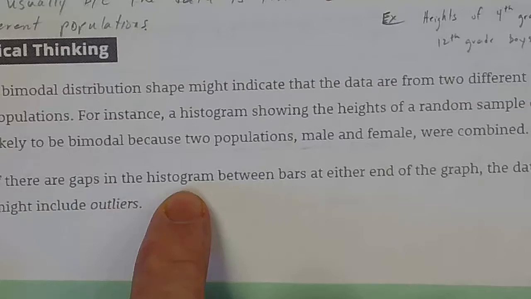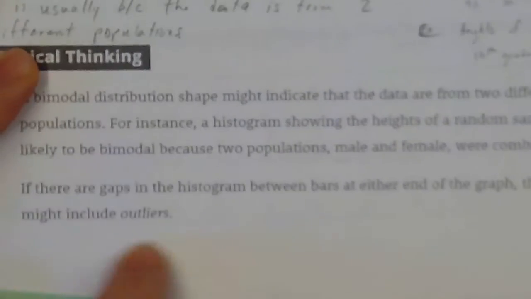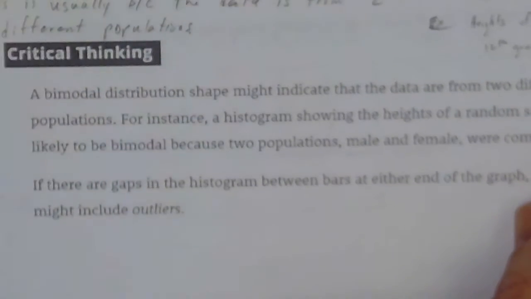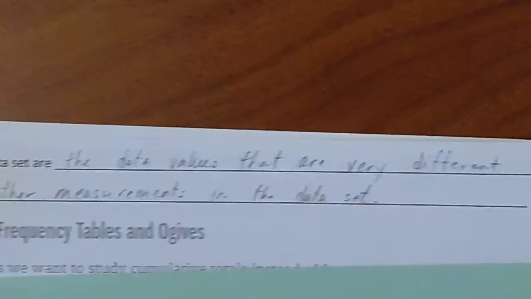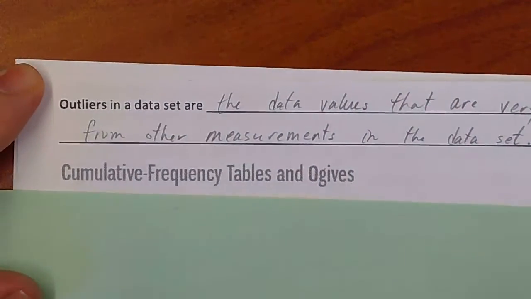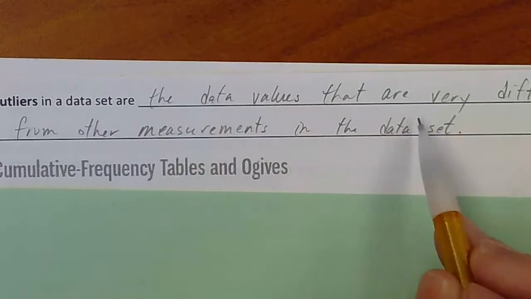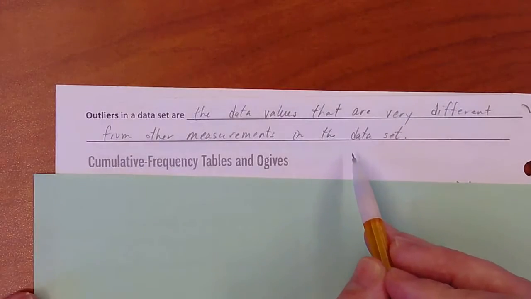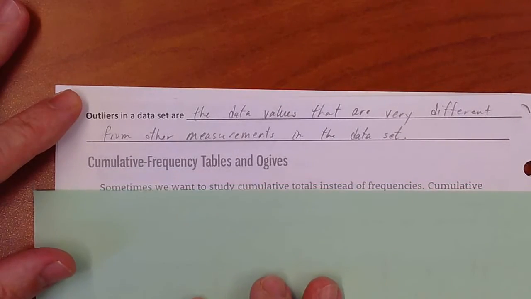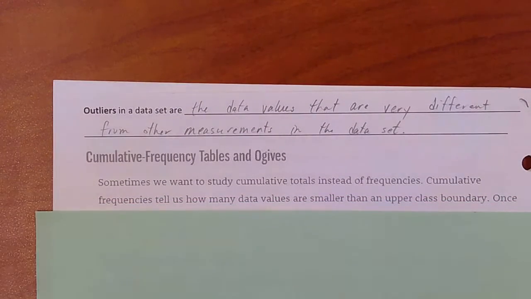Okay, so if there are gaps in our histogram, like number 10A from the assignment, then it's going to probably include outliers. I know we didn't officially discuss that before, but usually that phrase is just a common sense phrase that we use in our everyday language. So here's the technical definition here, okay? Outliers in a data set are the data values that are very different from other measurements in the data set. It just doesn't really fit. It's not typical of what we'd see in the distribution.